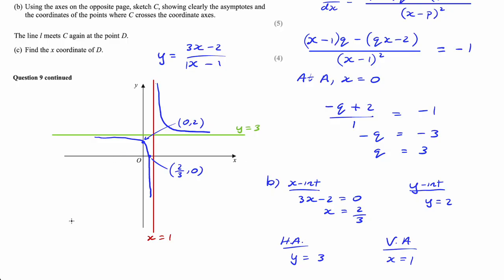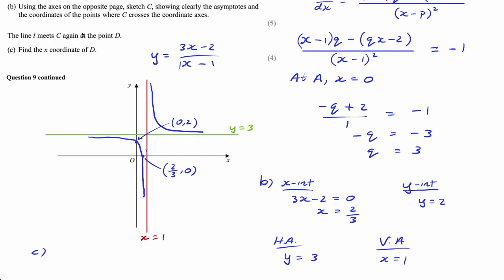Okay, finally, part C. The line L meets C again at the point D. Find the x-coordinate of D. So essentially, guys, what's happening is the normal is going through this point. It's normal to the curve, and then it's hitting this curve again here. So we're going to get one answer is 0, and the other answer, whatever that x coordinate is, will be our solution. So we need to equate the line.